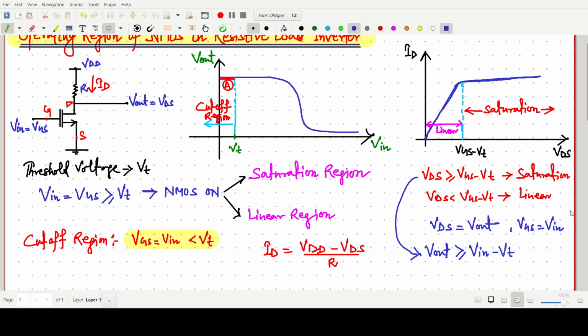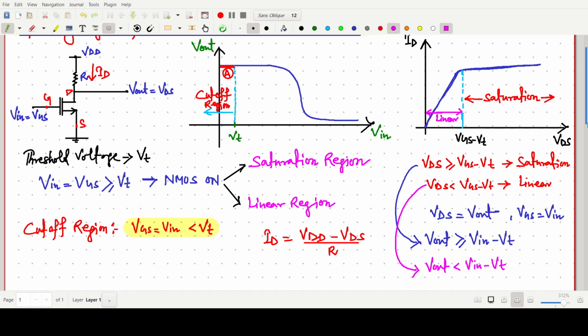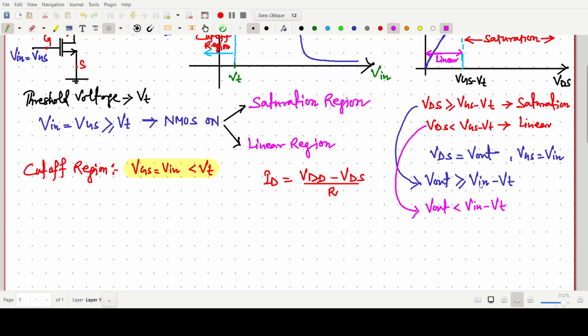And for the linear region, we can say V output is less than V in minus Vt. So these are the two conditions. It is very simple. Now here we can write one equation: consider V output equals V in minus Vt.